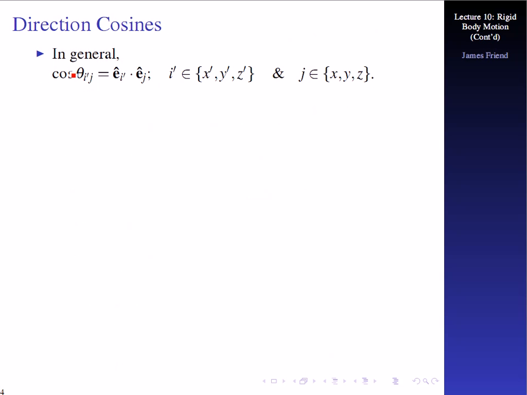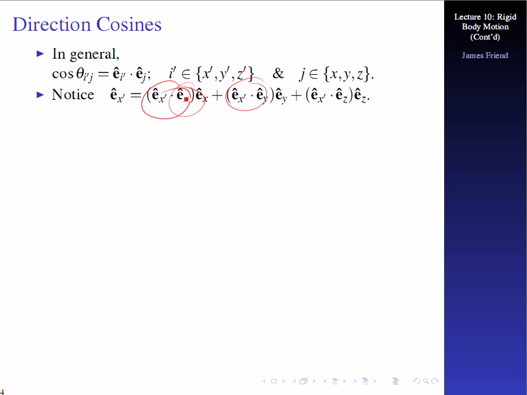In general, cosine of theta i'j is equal to the dot product e_i' dot e_j, where i' is x', y', or z', and j is either x, y, or z. Note here that e_x' is really e_x' dot e_x along the e_x direction, e_x' dot e_y along the e_y direction, and e_x' dot e_z along the e_z direction. It seems kind of strange to write it this way, but remember this is just a number. It's actually a cosine of the angle between these two things. This is a cosine, this is a cosine. It's not that difficult to figure out.